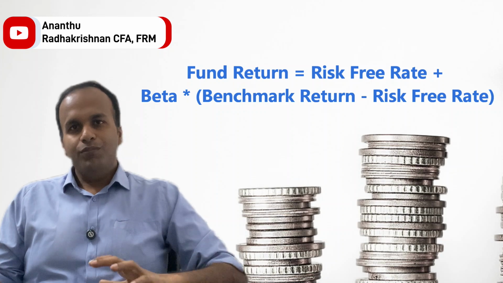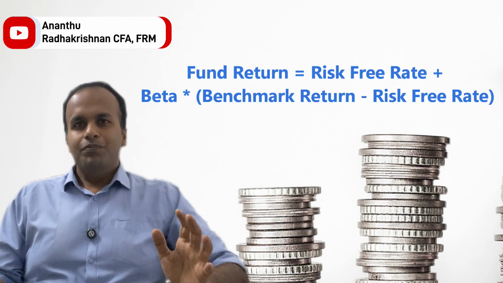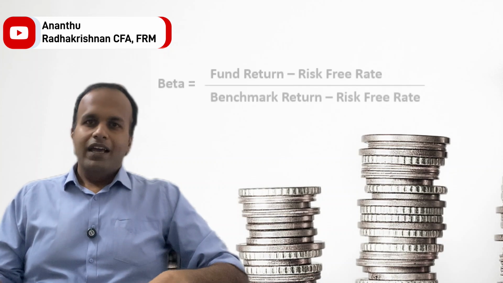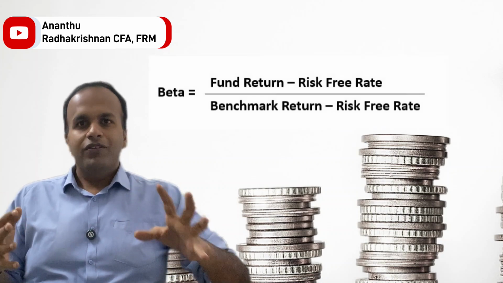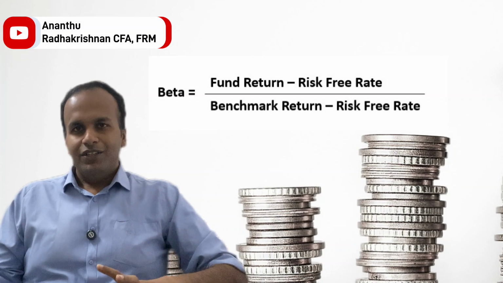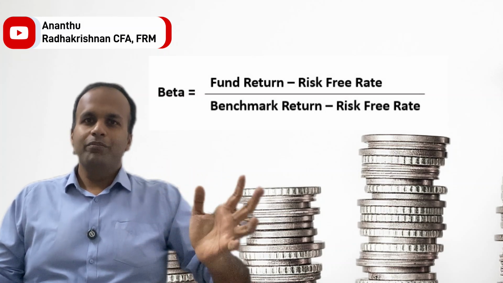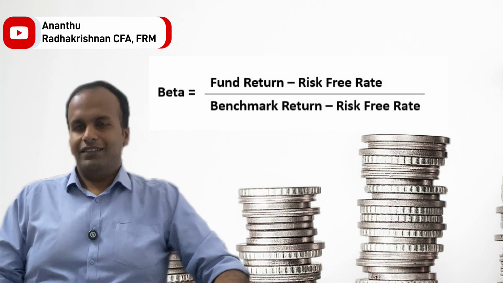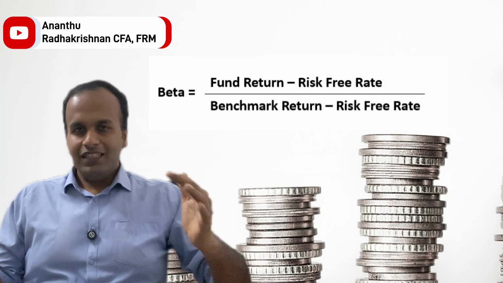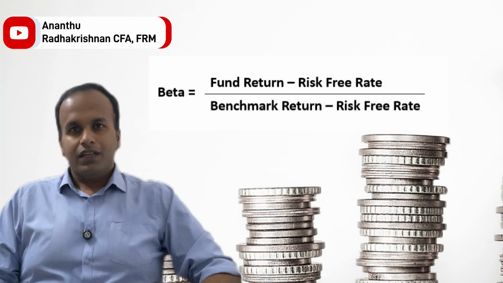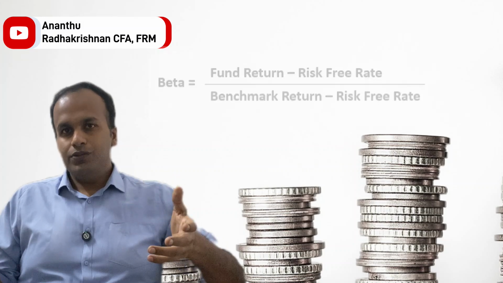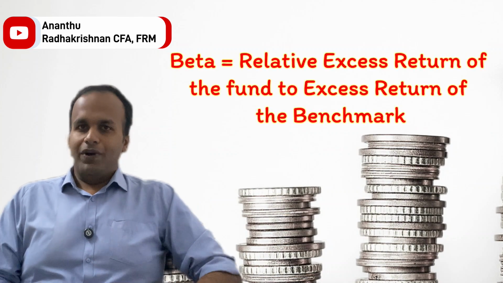For the purpose of mutual fund analysis, beta is nothing but the division of the excess return of the fund over the risk-free rate by the excess return of the benchmark over the risk-free rate. Once you take this fraction, you get beta. So what this beta number tells you is the relative excess return of your fund to that of the excess return of the benchmark.